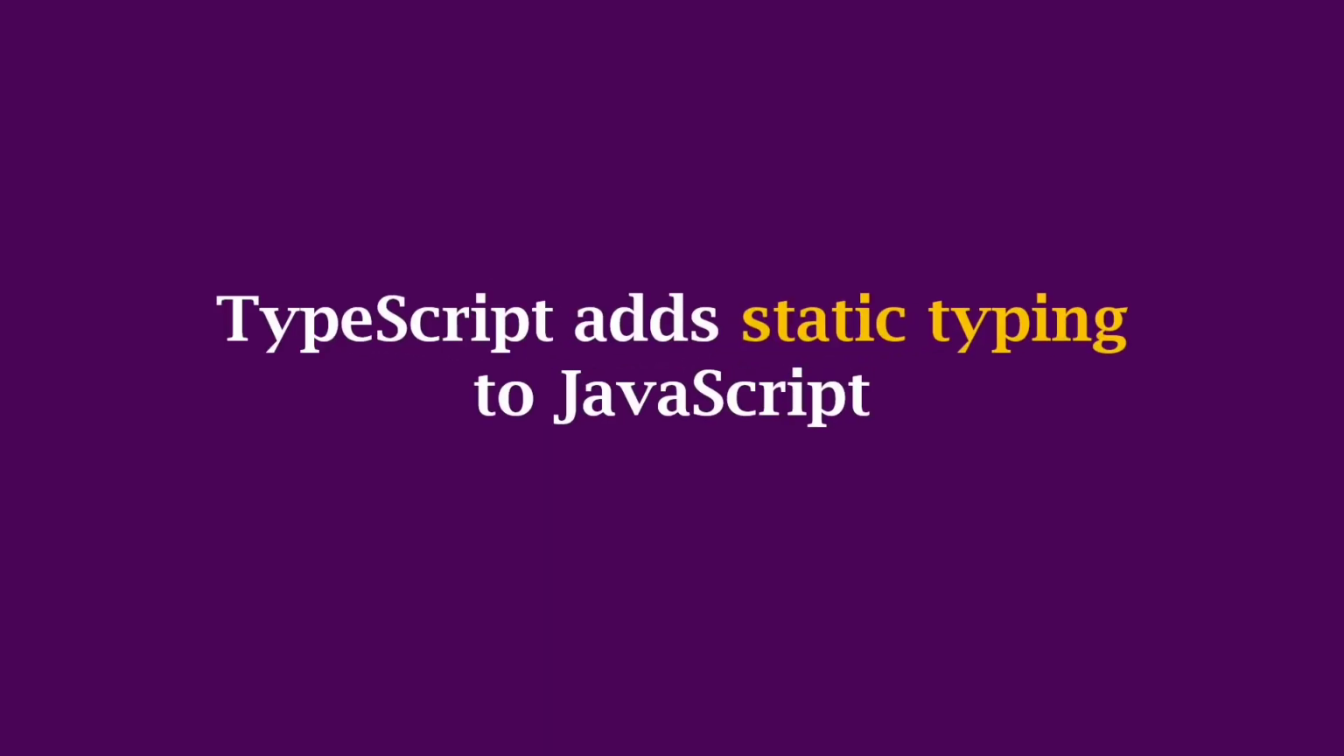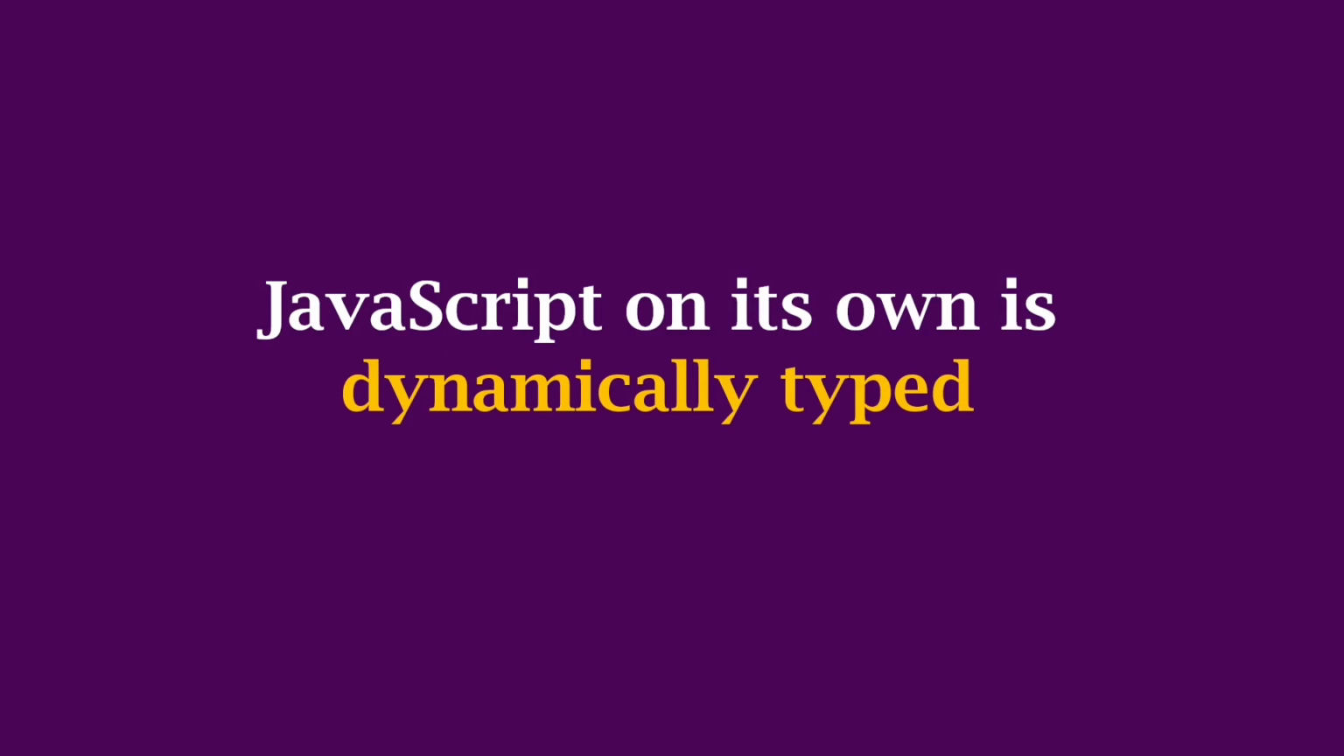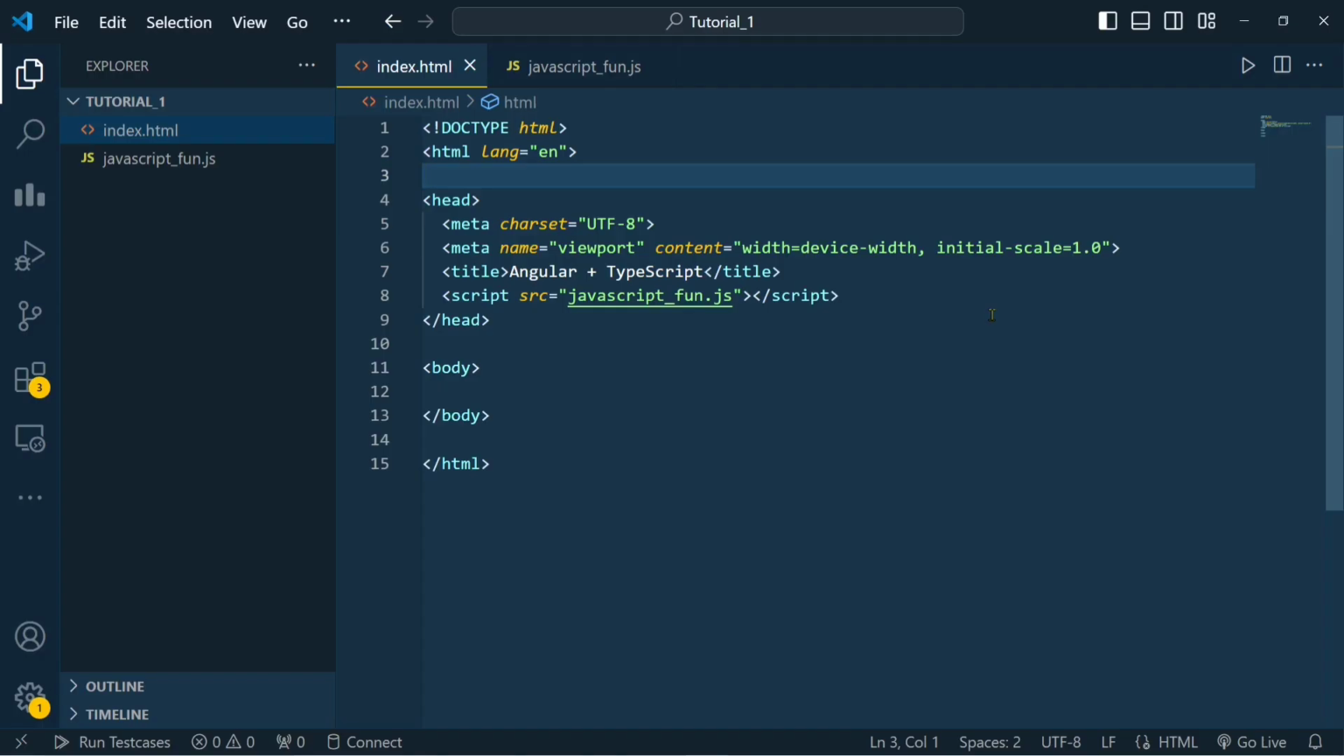And most importantly, it adds static typing to JavaScript, and that's also where the name comes from, TypeScript. JavaScript on its own is actually dynamically typed. And what does this mean and why is it useful? For this, I prepared a very simple example here.